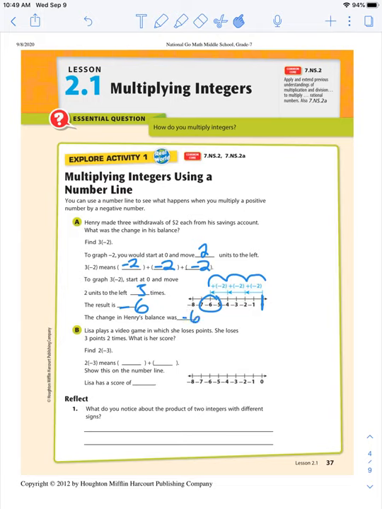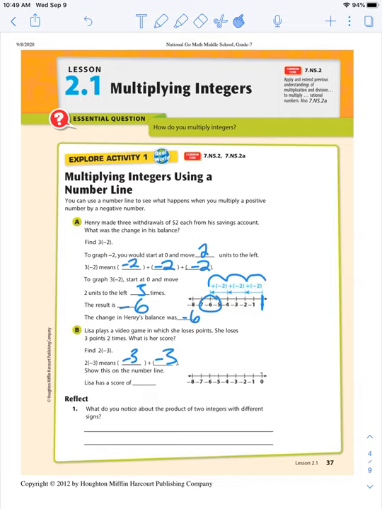All right, part B. Lisa plays a video game in which she loses points. She loses 3 points 2 times. What is her score? Well, she lost 3 points, so we're going to represent that as negative 3. And she did that 2 times, so we're going to model it with 2 times negative 3. 2 times negative 3 means negative 3 plus negative 3. Did that 2 times. We're going to show this on the number line.